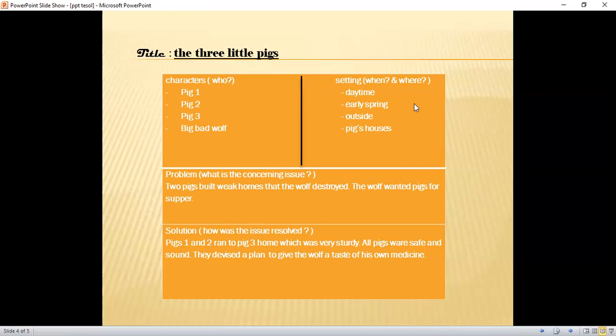So now that we know when the story took place, where did the story take place? If you recall the story, it took place mostly on the outside. There are a lot of things happening on the outside. And there were several key points in the story where it took place at the pigs' houses. So I will add pig houses. Now we know who the characters are and we know the setting.